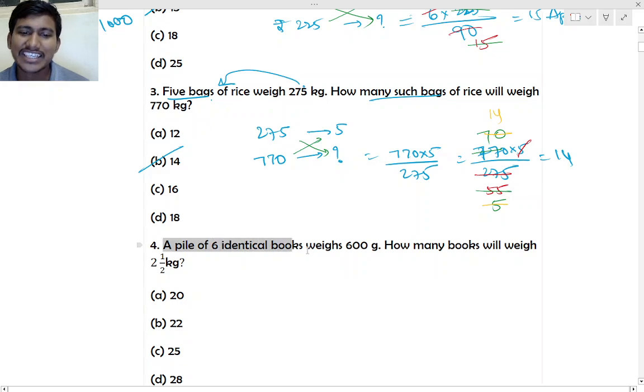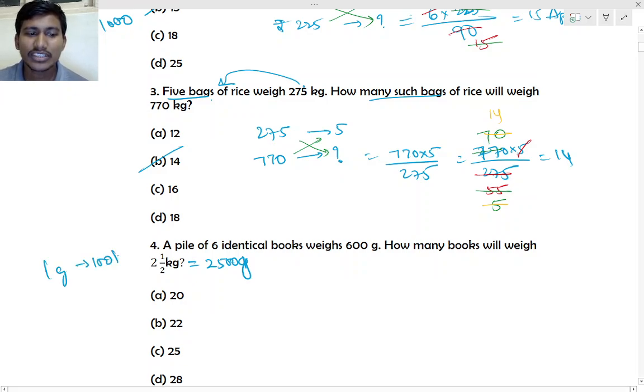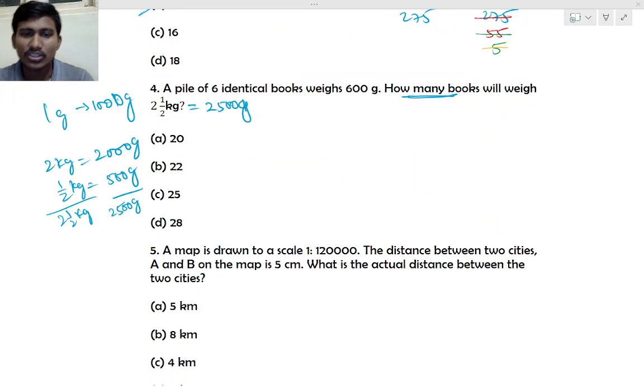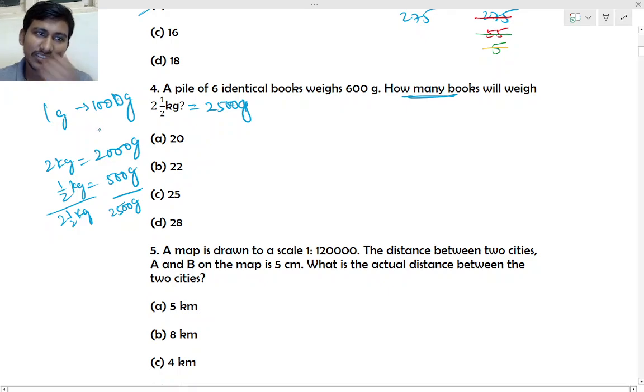A pile of 6 identical books weighs 600 gram. How many books will weigh 2.5 kg? 2.5 kg means how many grams? Sir, 2,500 grams. 1 kg means 1000 gram. 2.5 is 2500 grams. So we just have to find the number of books. How many books are they asking? Books we have to write in that step. Do it now.